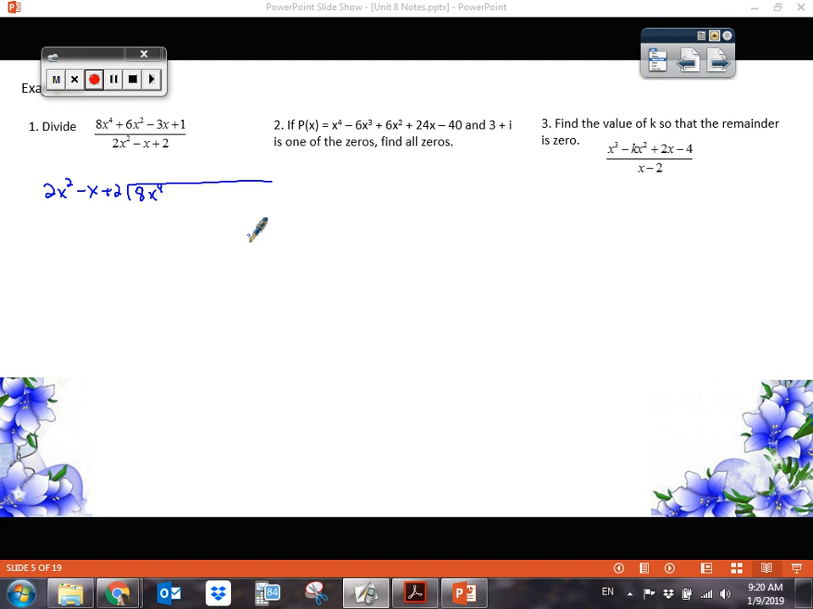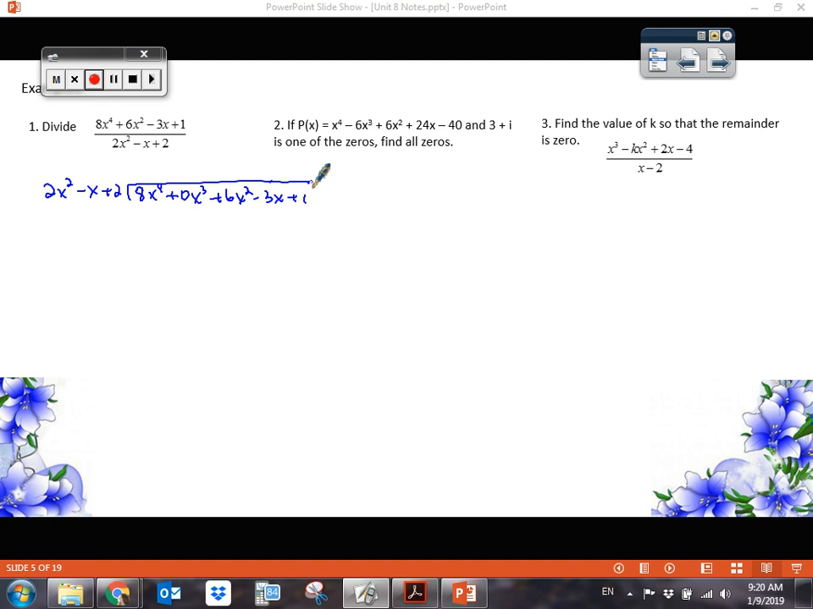It's not a deal breaker like it is with synthetic division. If you don't put the 0 in synthetic division, you're going to get wrong answers. But here, it's not a deal breaker. I'm going to go ahead and put it in. I think it makes the work easier. So plus 0x cubed plus 6x squared minus 3x plus 1.